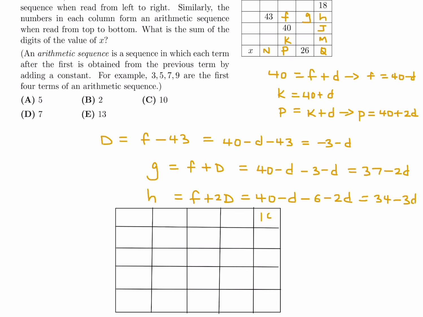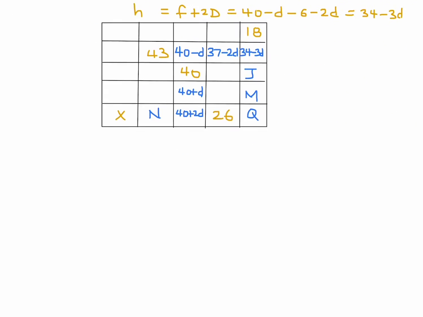All right, so what can we fill in? Well, obviously we can fill in the numbers, those ones we know that are given in the question. And let's fill in anything else that we have discovered. Well, we got this as 40 minus D, 37 minus 2D, 34 minus 3D. And then 40 plus D and 40 plus 2D. And the other ones we don't know yet, N, J, and M, and Q. All right, so let's move forward.